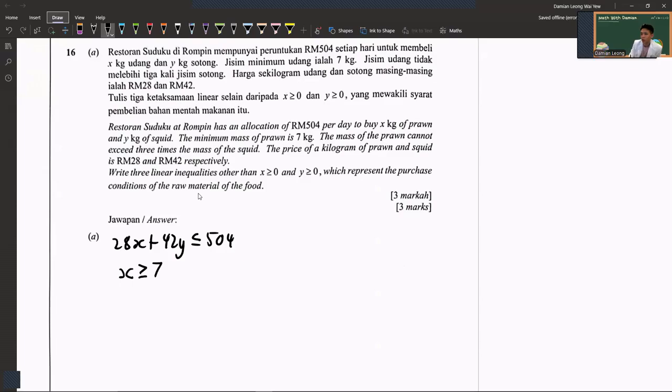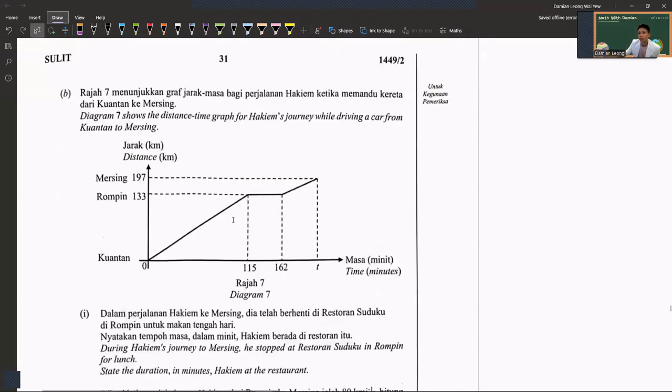Mass of prawn cannot exceed 3 times the mass of squid. Mass of prawn x cannot exceed, meaning less than or equal to, 3 times the mass of squid, so 3y. These are the 3 inequalities that we can form. Just like that. Then the part B.